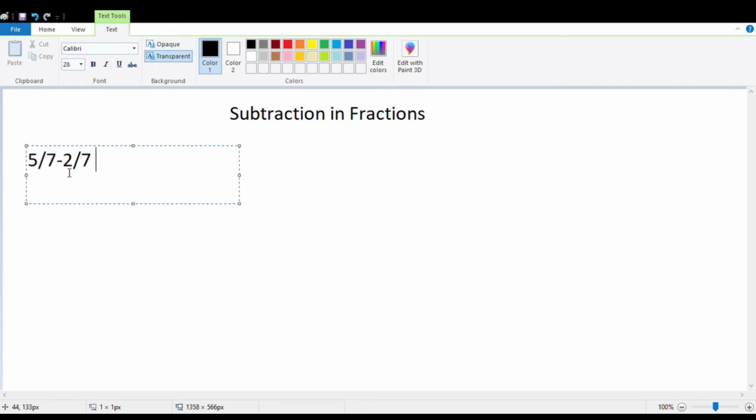Since they both are like fractions, you just take the numerators, which are these numbers. Now this has a minus 2 in it, so 5 minus 2. What is 5 minus 2? 5 minus 2 will equal 3, right? It will become 3 by 7. That's the basic gist of it. Okay, so let's take another problem.